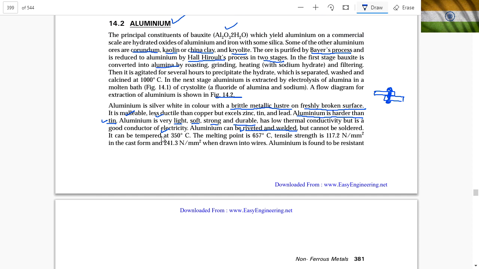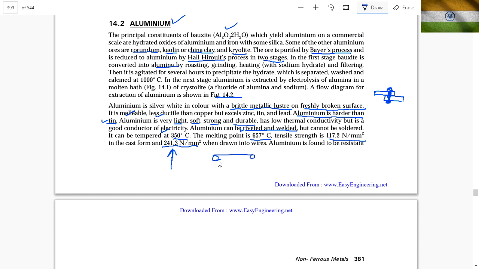It can be tempered at 350 degrees centigrade, and its melting point is 657 degrees centigrade. It has a good tensile strength of 117.2 Newton per mm square in the cast form, and 241.3 Newton per mm square when drawn into wires. So when you convert aluminum to wire, there is an increase in the tensile strength. What is tensile strength?